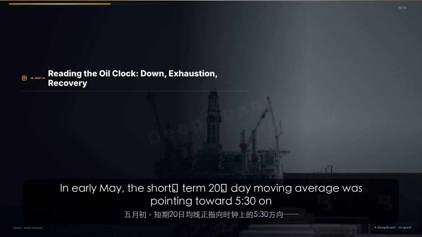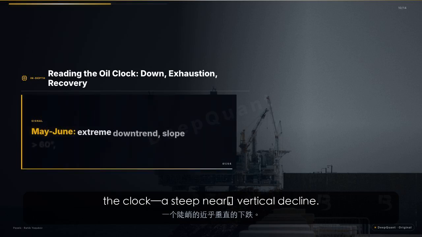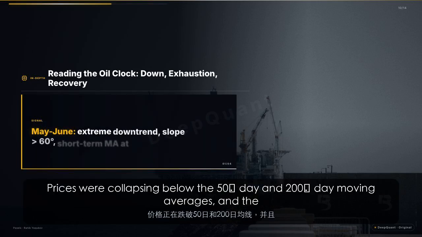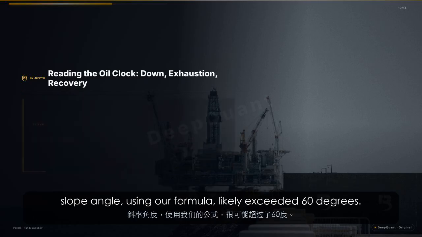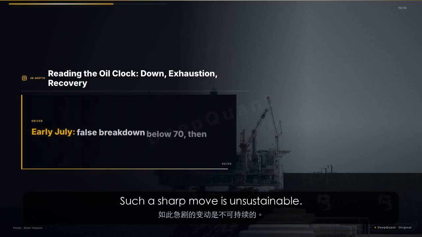In early May, the short-term 20-day moving average was pointing toward 5:30 on the clock, a steep near-vertical decline. Prices were collapsing below the 50-day and 200-day moving averages, and the slope angle, using our formula, likely exceeded 60 degrees. Such a sharp move is unsustainable.